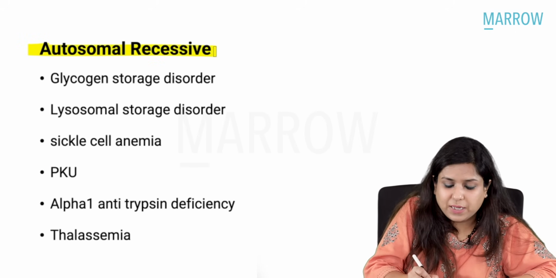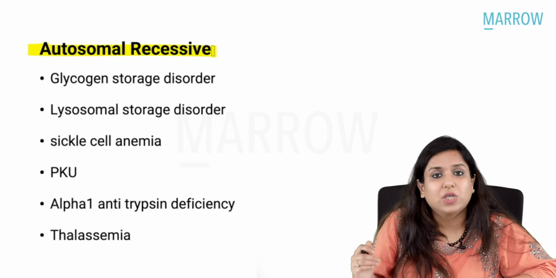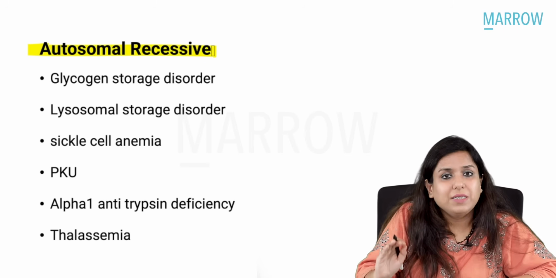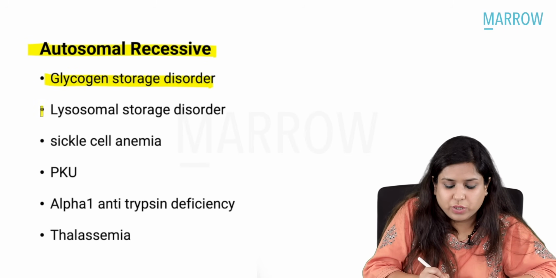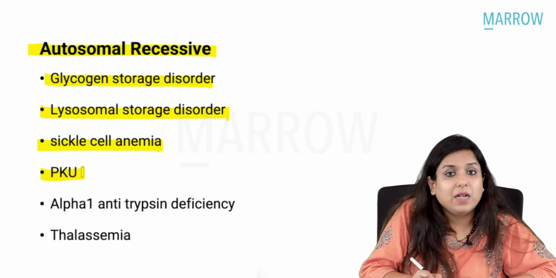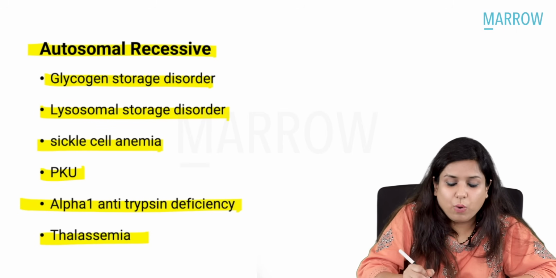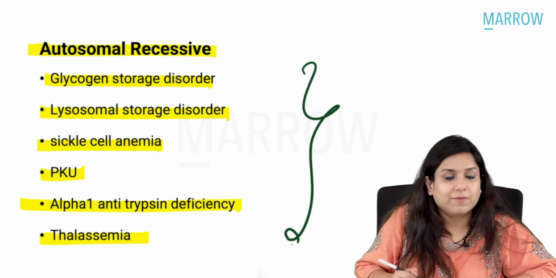Then autosomal recessive, the mnemonic is A, B, C, D, E, F, G, H, I, correct? That is the mnemonic. All the enzyme deficiencies like glycogen storage disorders or lysosomal storage disorders, sickle cell anemia, phenylketonuria, alpha-1 antitrypsin deficiency, thalassemia, all of them are autosomal recessive, right?